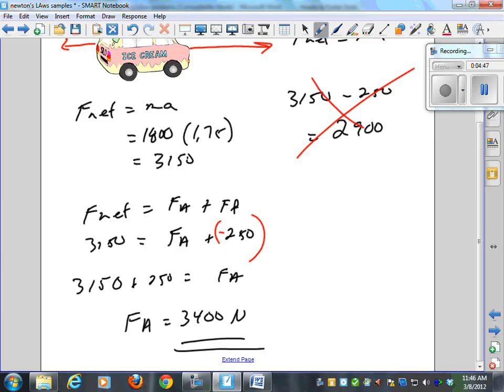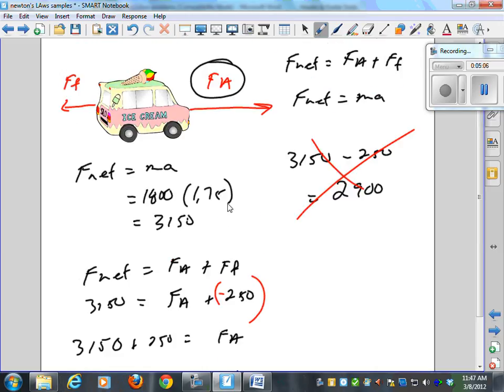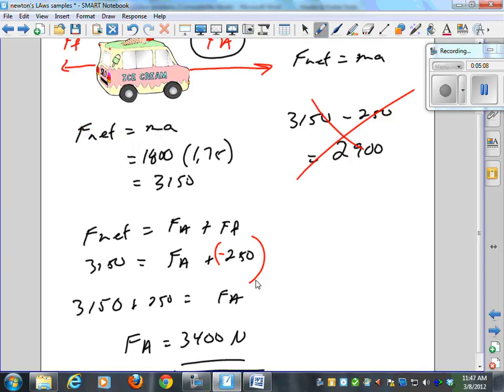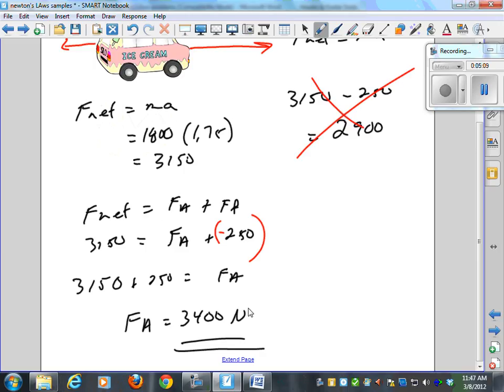How can it be more than the net force? Does that make any sense? Stop and think about it. If the applied force is 3,400 newtons and friction force is 250, so in other words, of that 3,400, 250 goes to do what? To overcome friction, and then whatever's left over is what's used for the acceleration of 1.75. So that is the correct answer right there.